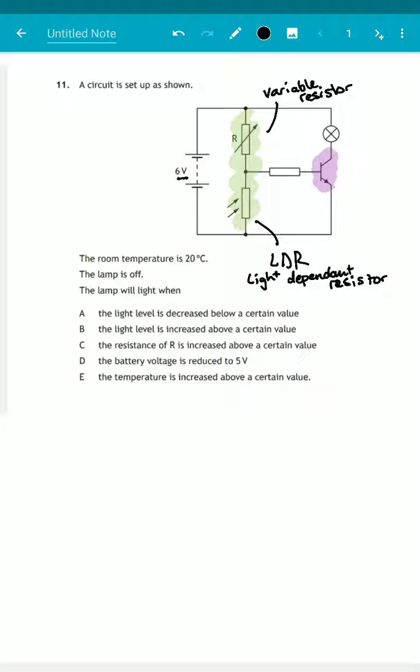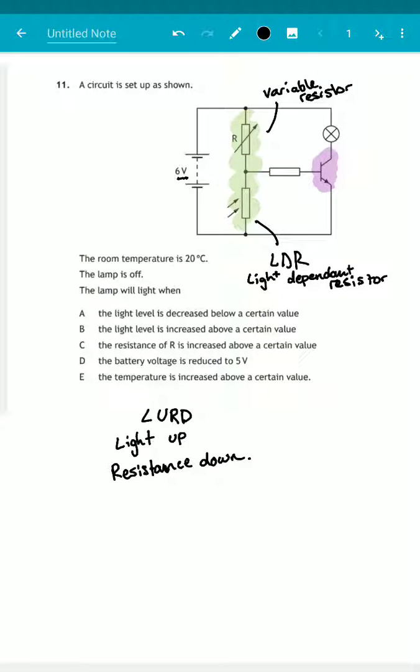So if we assume that the lamp is off, which means that the voltage on this LDR is less than the voltage required to switch on the transistor, then how will this voltage become high enough that it will turn on the transistor? Well, we have a mnemonic we use when we're dealing with light dependent resistors, which is LURD. Okay, and it stands for light up, resistance down.